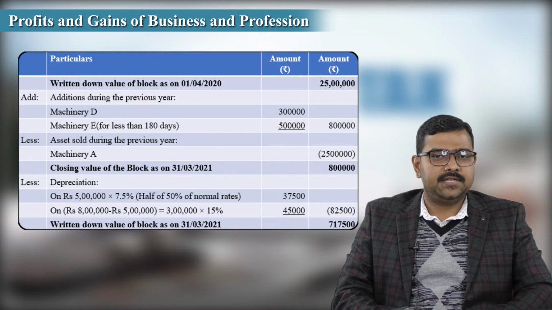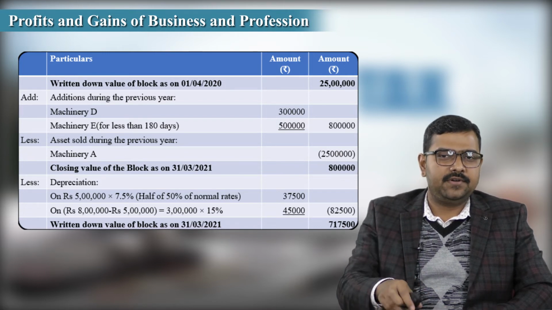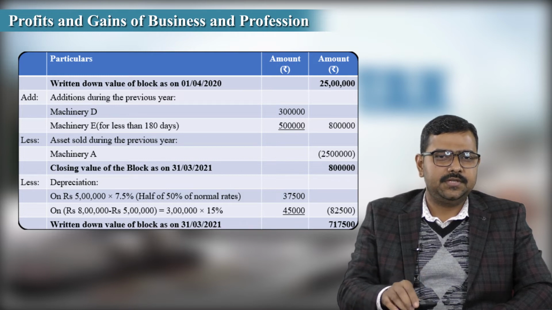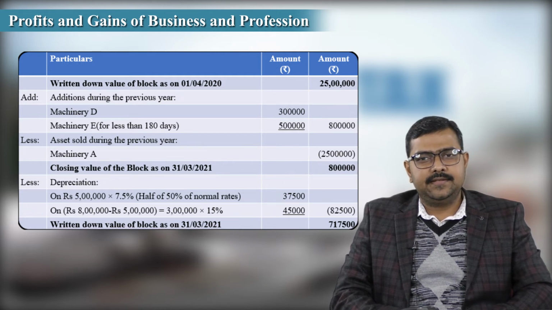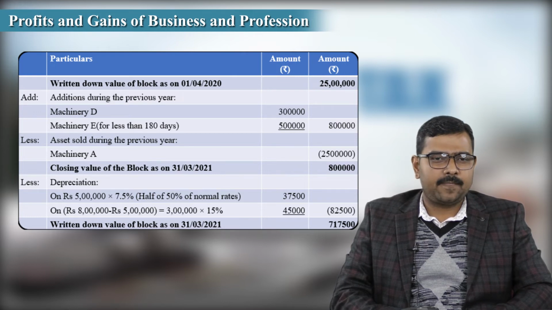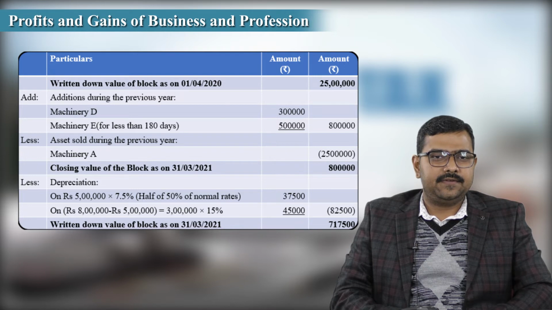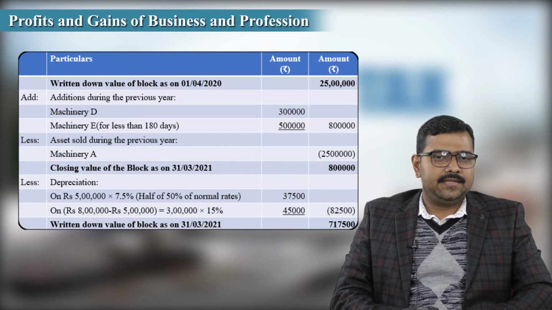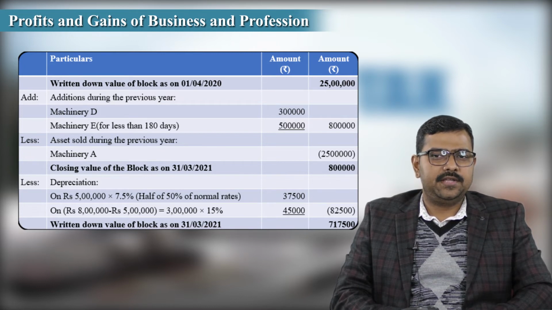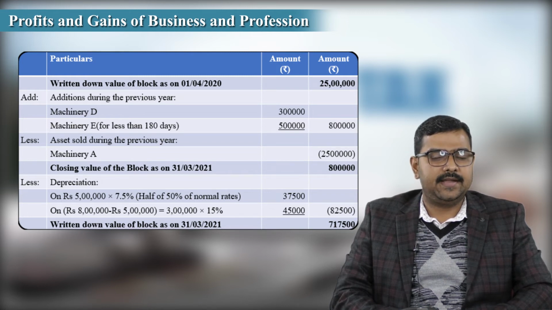That means, we shall charge depreciation at 50% or half rate of depreciation shall be charged. So, machinery E is purchased for 5 lakh. So, total purchase amount of machinery D and E is rupees 8 lakh. So, we will add this value of rupees 8 lakh in 25 lakh. Now, we shall deduct if any machinery is sold. So, machinery A is sold for rupees 25 lakh, less assets sold during the previous year, machinery A 25 lakh. Then we have closing value of the block as on 31st March 2021. So, on 31st March 2021 closing value of the block is rupees 8 lakh.